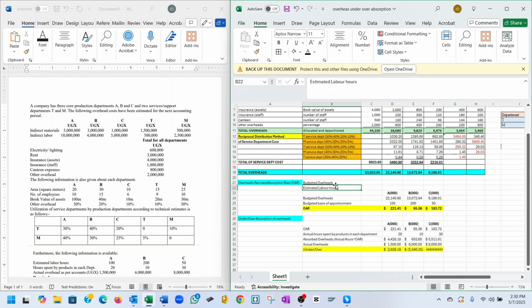So let me say basis, divided by basis of apportionment. Now, what this means is that there are several bases of apportionment that you can use. You can use labor hours, machine hours, percentage of labor, percentage of machine hours, total units produced. All of these are bases of apportionment. But in this particular question, they said that we have to use the estimated labor hours.